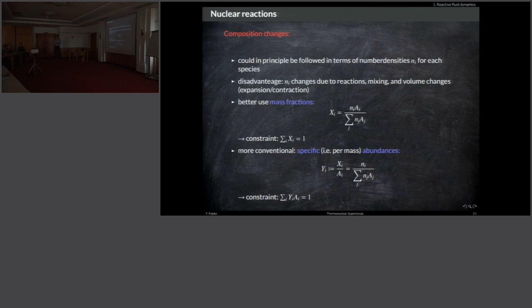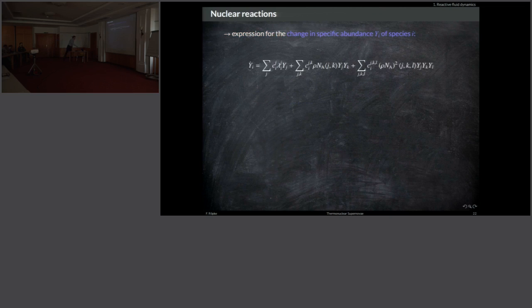For describing nuclear reactions, however, it is more conventional to not use mass fractions, but quite often one uses the specific abundances, so that means per mass instead. This is just the mass fraction divided by the mass number, and this gives rise to the specific abundance. Of course, these do not add up to 1 again, but the product of the specific abundances with the mass numbers, if we sum over them, should give 1 as a constraint.